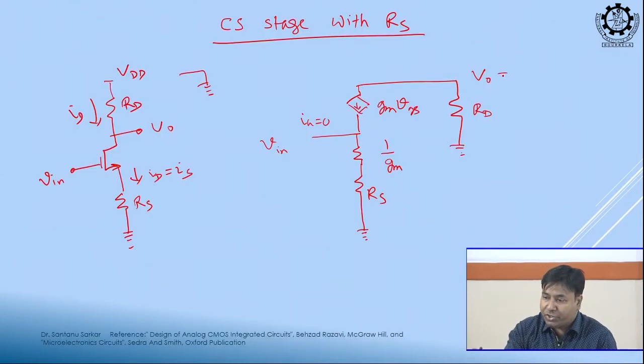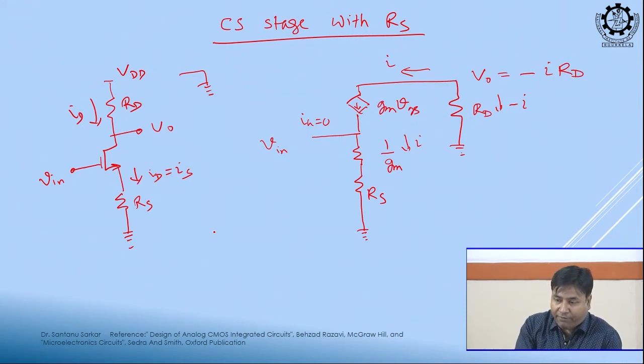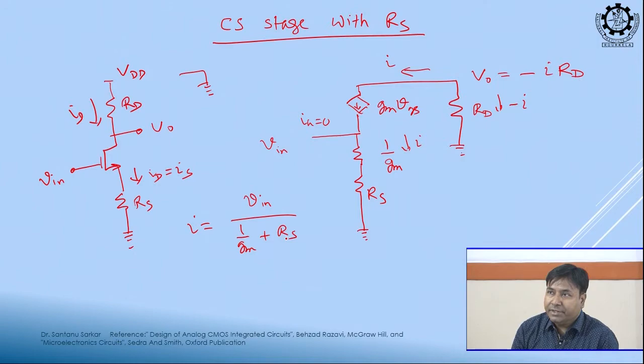So, this V0 is equal to, suppose I current is flowing through this, so minus I should flow through this, and the same I should flow through this. So, V0 is equal to minus I into RD, that we know, and from this we have to calculate the I. What is the total resistance? 1 by gm plus RS. So, I is Vin by (1 by gm plus RS), clear.